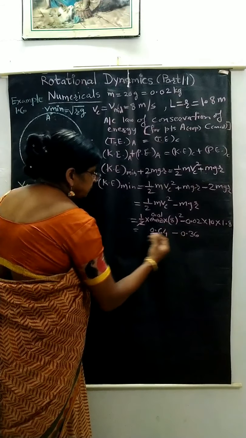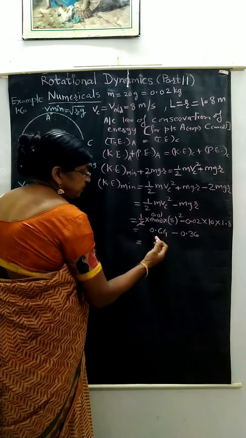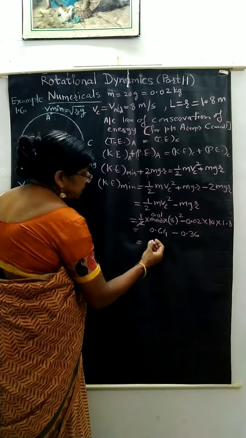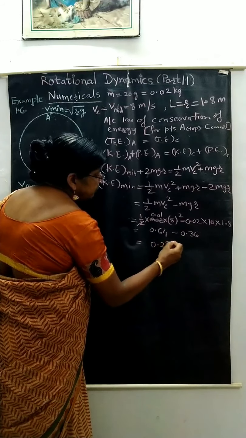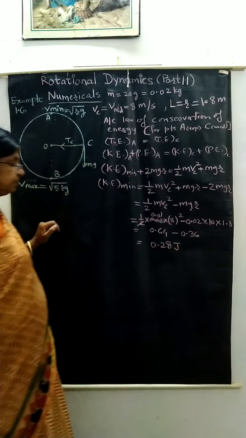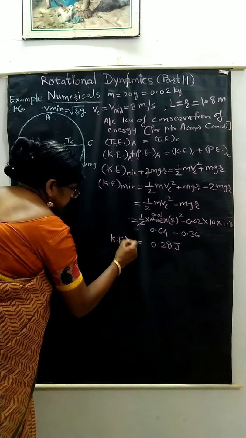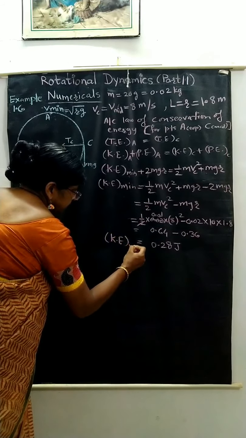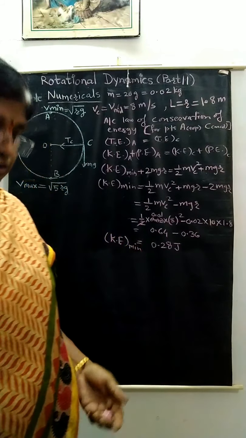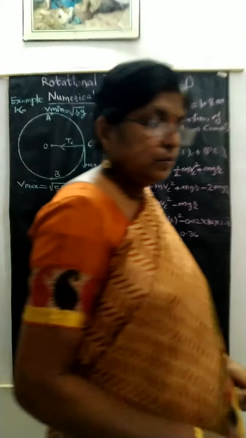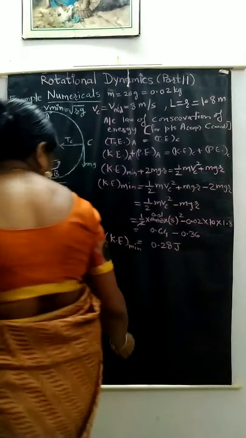So now we have to subtract 0.36 from 0.64. So we obtain the value as 0.28 joule. So the value of minimum kinetic energy comes out to be 0.28 joule. Now the maximum kinetic energy we have to calculate.